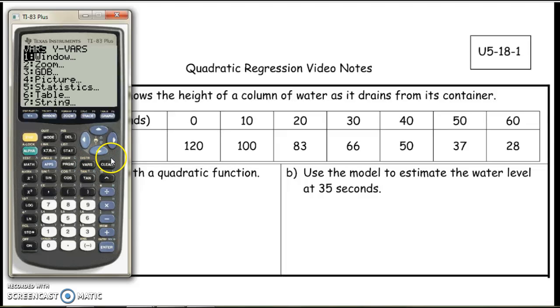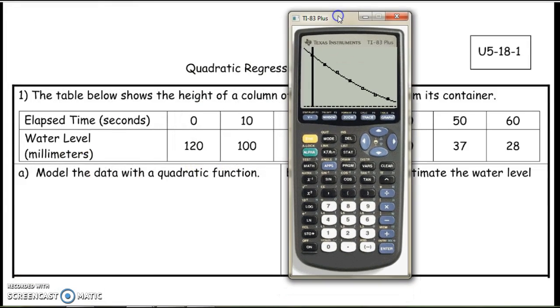Then we're going to choose number 5, statistics, and then we're going to arrow over to EQ. And then we're going to hit enter. And there's the equation plugged in there for me. And now when I hit graph, there's my linear regression. No, sorry, there's my quadratic regression. So we're going to use this equation, because now it's in our y equals, to answer question number 1. Model the data with a quadratic function. Well, we've done that already. Here's our quadratic function. It's y equals ax squared plus bx plus c.